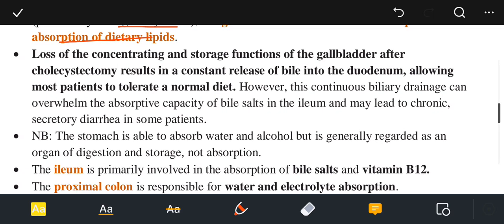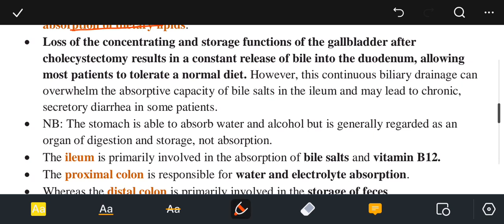So the loss of concentration and storage function of the gallbladder after cholecystectomy results in constant release of the bile into the duodenum, because the gallbladder was responsible for accumulating the bile until it is needed to be released into the duodenum. But if the cholecystectomy has been done and there is no gallbladder, the bile is not being stored, it is not becoming concentrated, it is released directly into the duodenum, allowing most patients to tolerate the normal diet.